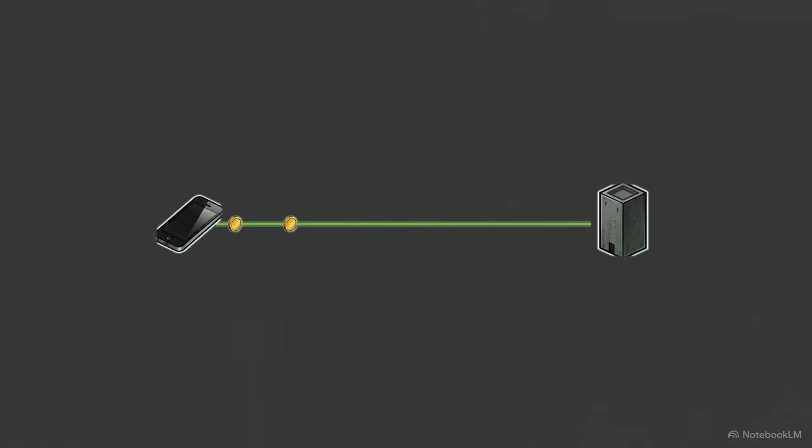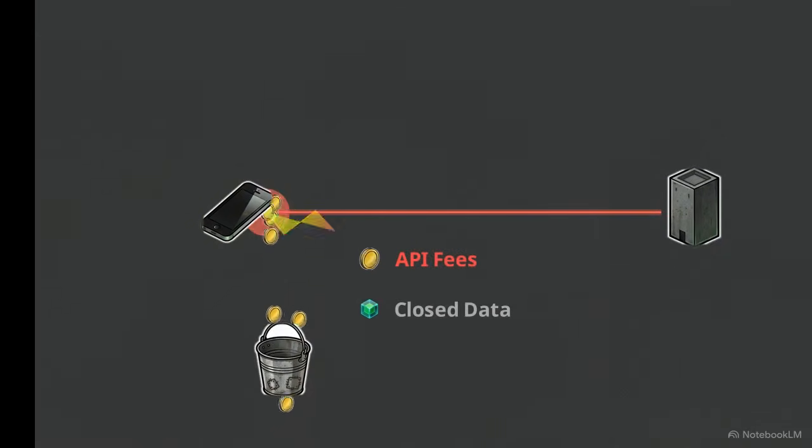The closed system model uses an API, so your software can access their artificial intelligence. Every time your app asks a question, you pay a toll. These continuous fees act like a leaky bucket, draining your revenue right back to the infrastructure provider.